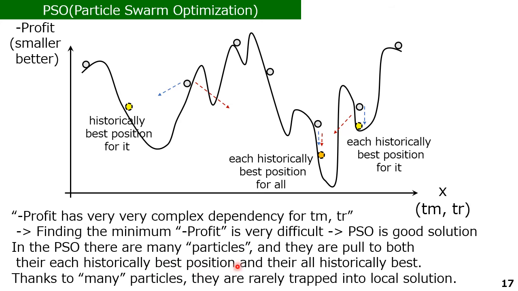And they are all historically based. For example, this one: this particle is pulled this way and this way. And this particle is pulled this way. So thanks to the many particles, they are rarely trapped in a local solution, for example, here and here.